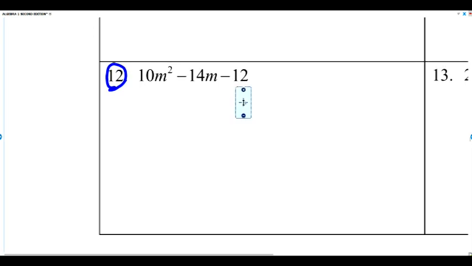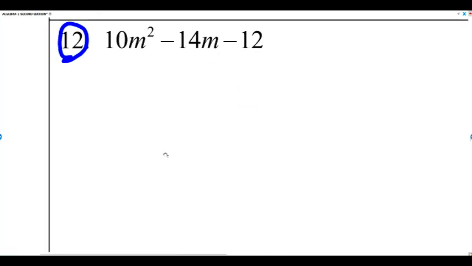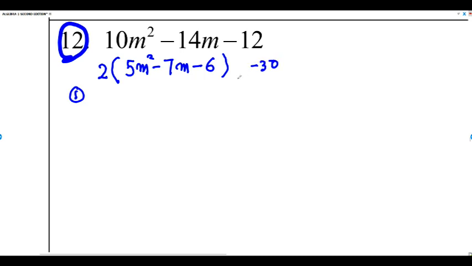Check out number 12. That's right, this is number 12. Okay, first one, all these 3 terms have a common factor, which is an even number, right? So 2 is out, always, okay? 2 is out. Inside is 5m squared minus 7m minus 6. No more common factor, right? That's step 1. We're going to find the product. 5 times negative 6 is negative 30, right? When you multiply by 5, remember, 5, okay? So you replace it with 30 over there.